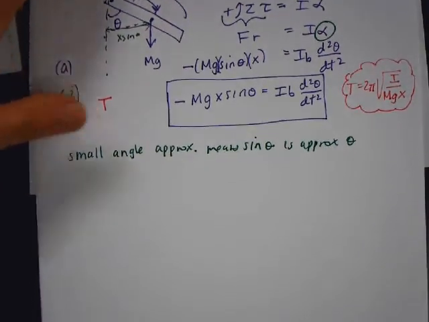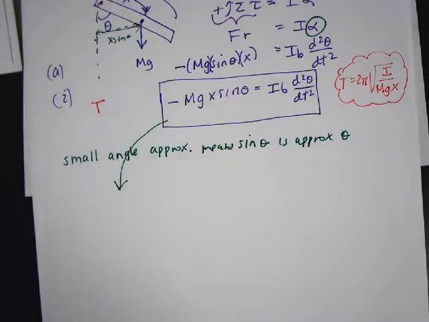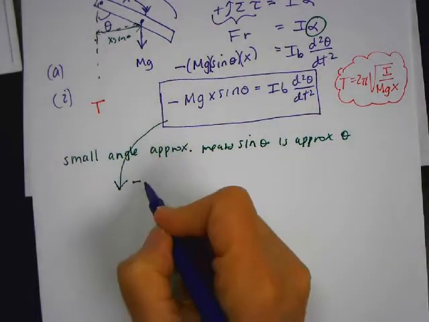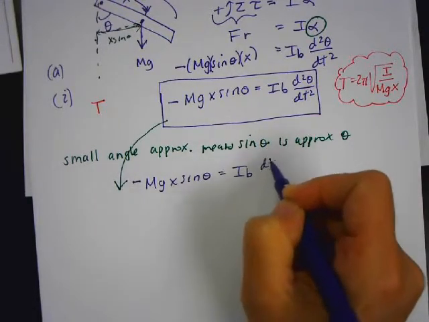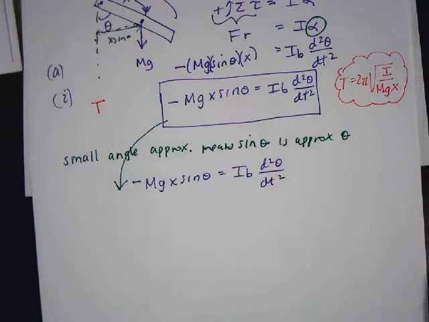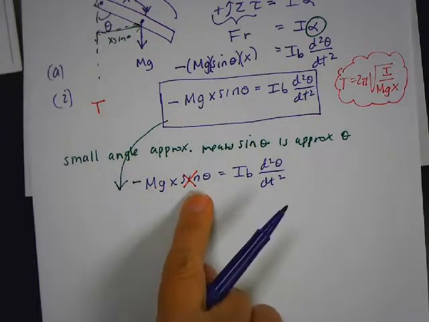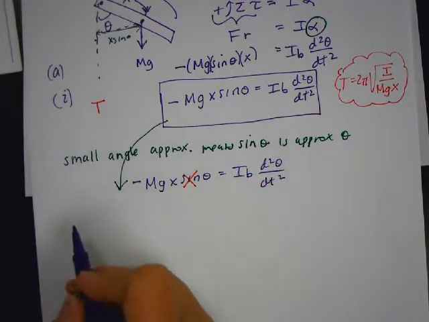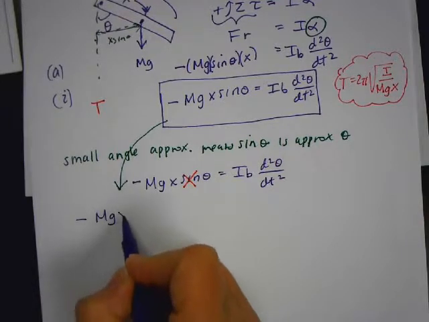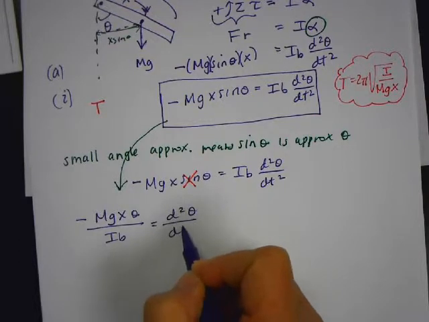So when I rewrite this equation down here, I have negative mgx sine of theta is equal to I sub b d squared theta over dt squared, and I can get rid of the sine. What I'm going to do now is move this I sub b over. So negative mgx theta over I sub b is equal to d squared theta over dt squared.